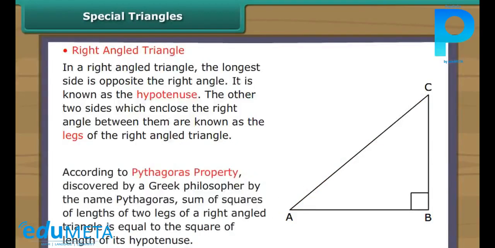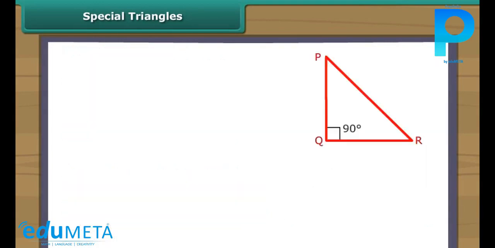According to Pythagoras' property, discovered by a Greek philosopher by the name Pythagoras, the sum of squares of lengths of two legs of a right-angled triangle is equal to the square of length of its hypotenuse. According to Pythagoras' property, in right-angled triangle PQR, PQ square plus QR square is equal to PR square.